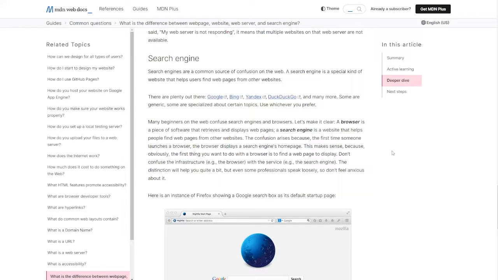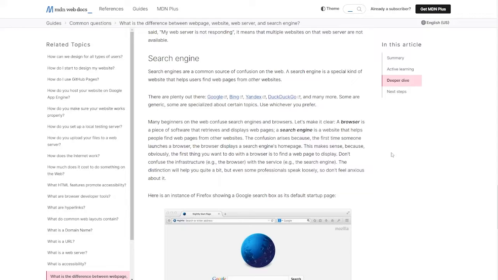Many beginners on the web confuse search engines and browsers. Let's make it clear. A browser is a piece of software that retrieves and displays web pages. A search engine is a website that helps people find web pages from other websites. The confusion arises because the first time someone launches a browser, the browser displays a search engine's homepage.